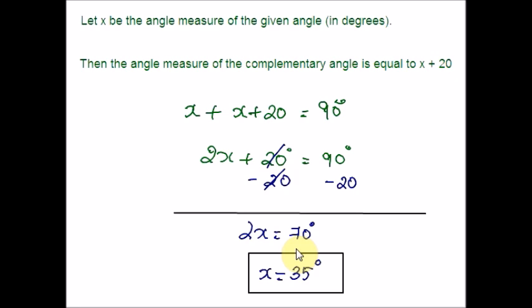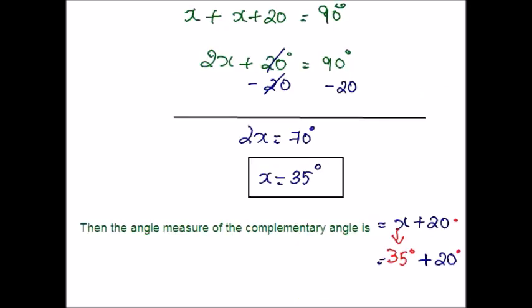Then the angle measure of the complementary angle would be x plus 20, which is nothing but 35 plus 20. Just replace x by 35 degrees and add these two. 35 plus 20 is 55. You can check the sum of the given angle 35 and its complementary angle 55. 35 plus 55 will give you 90 degrees. Am I right? So you get the angle measure of the given angle is 35 degrees and the angle measure of the complementary angle is 55 degrees. That's it for this example.